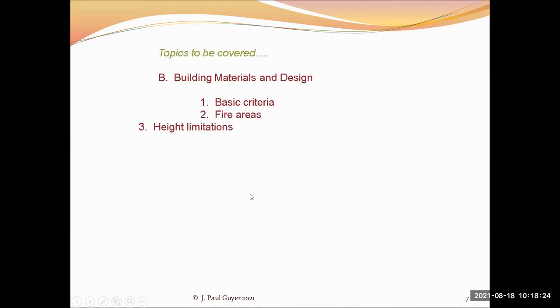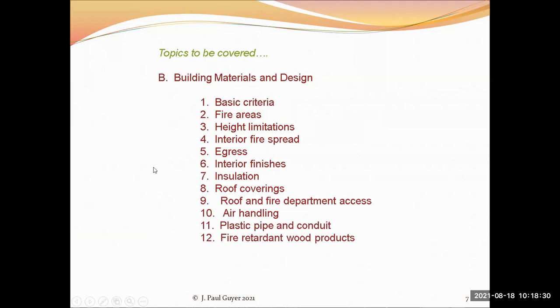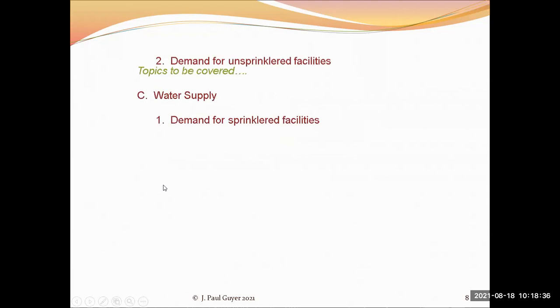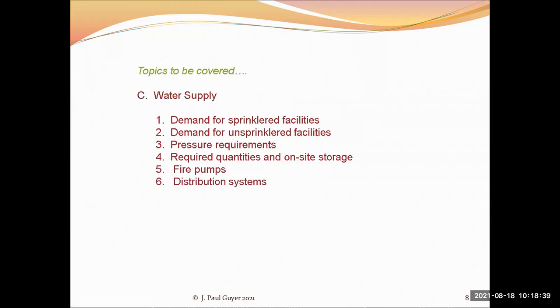The building materials and design, these are some subtopics there, and we don't have time to go into them in any great detail. Water supply: when I start talking about that, I talk about water supply for a sprinklered building and for an unsprinklered building. A sprinklered building means it has an automatic water sprinkler system, and an unsprinklered building does not. And in an unsprinklered building, basically what you have to rely on to put the fire out is the fire department.